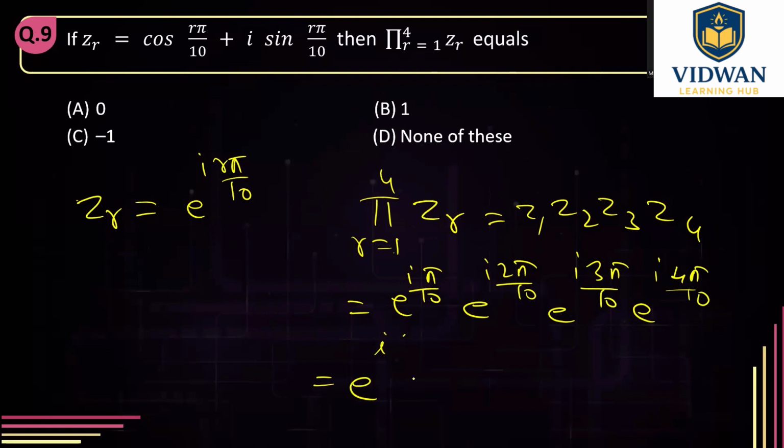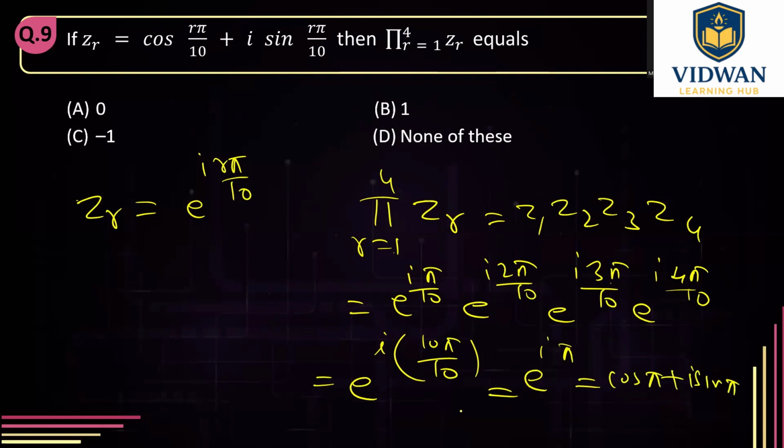So e power i times, when you add pi by 10, 2 pi by 10, 3 pi by 10, 4 pi by 10, you will actually get 10 pi by 10. Cancelling out 10, it is the same as e power i pi. And you know that e power i pi can be written as cos pi plus i sin pi. Since cos pi is -1 and sin pi is 0, you'll get -1 plus i times 0. So the answer would be -1. So C is the right answer.